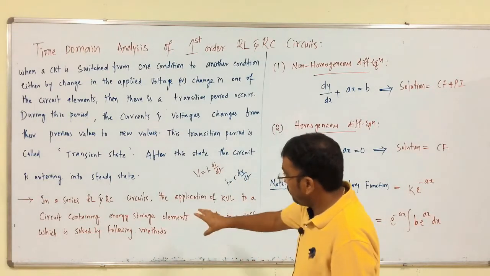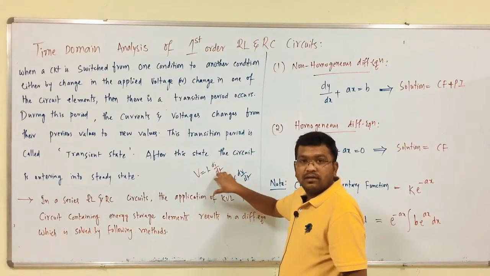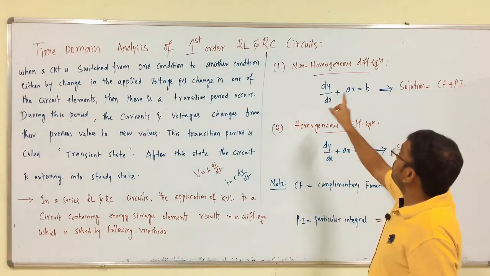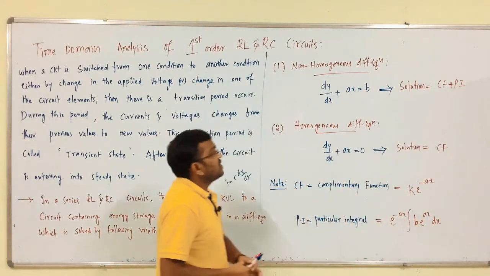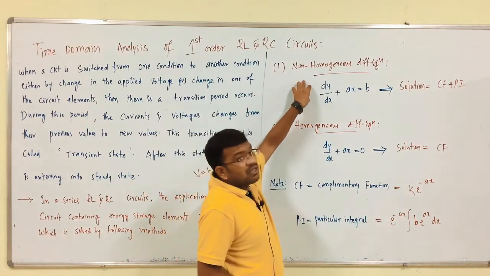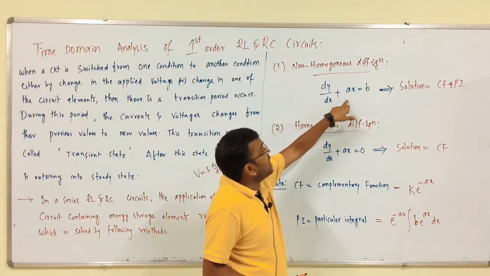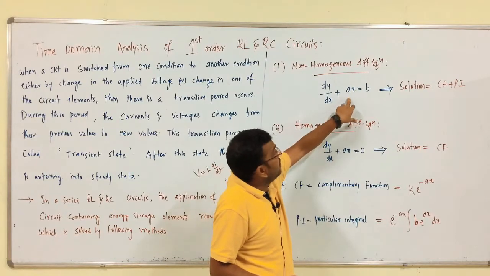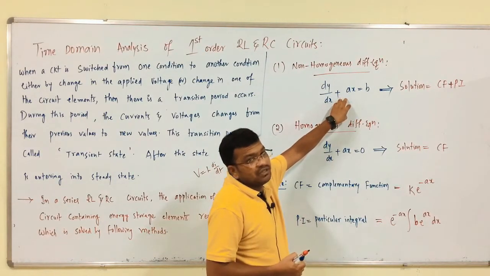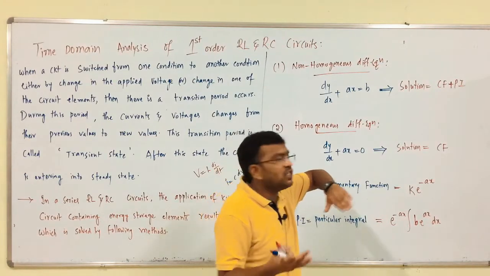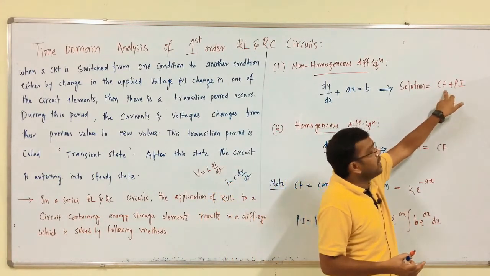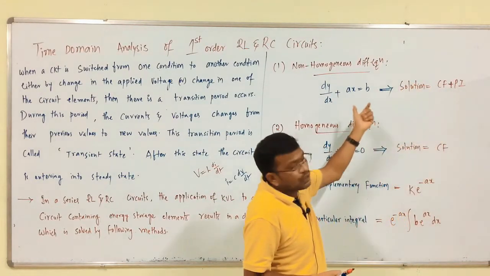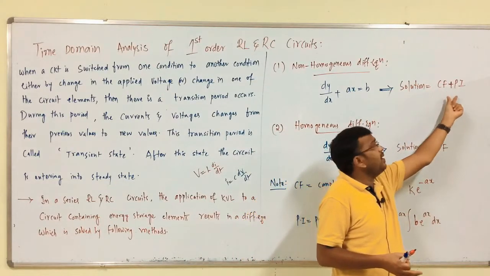Okay. If the equations are in the form of differential equations, we are going to get two kinds: the non-homogeneous differential equation and the homogeneous differential equation. The non-homogeneous differential equation is in the form dy by dx plus ax equals b. An equation like this is called a non-homogeneous equation. Then the required value of voltage or current should be equal to the complementary function plus the particular integral. This is the mathematical approach. In order to get the solution, we have to calculate the complementary function and the particular integral.